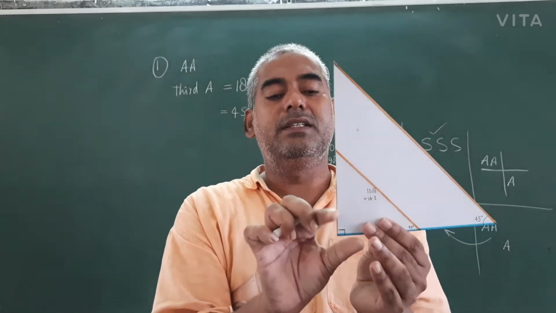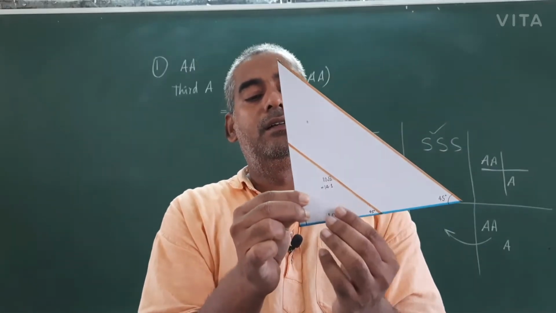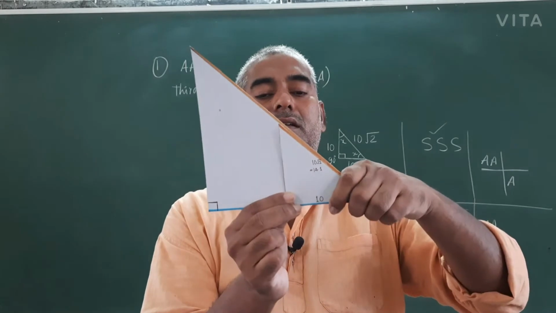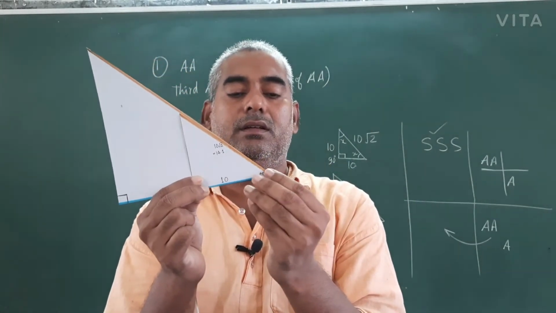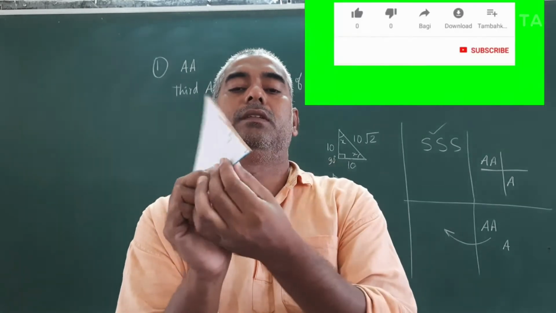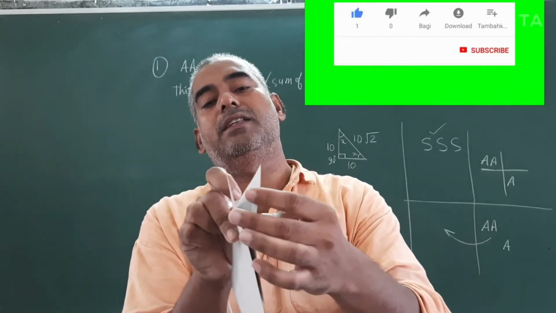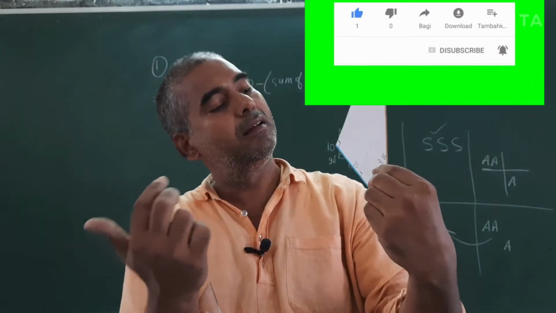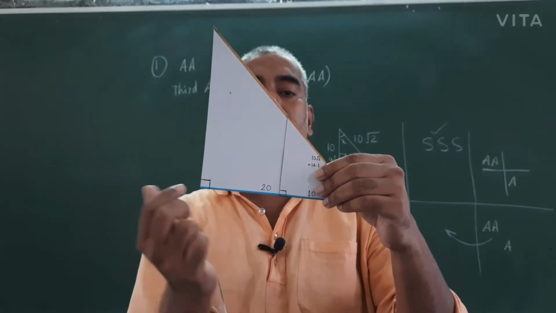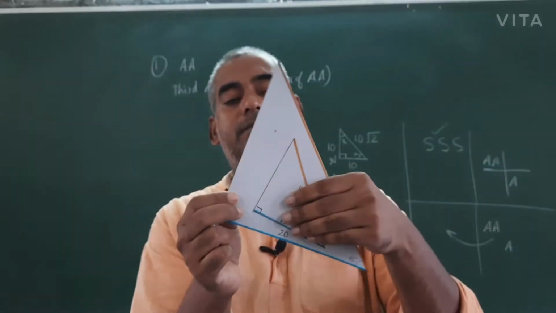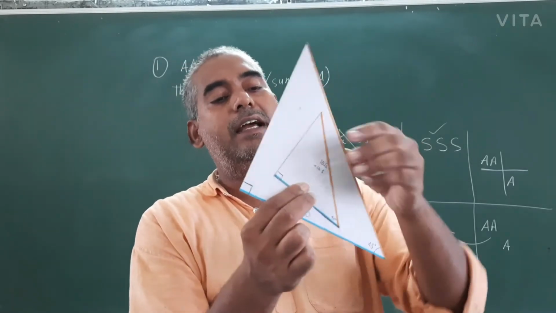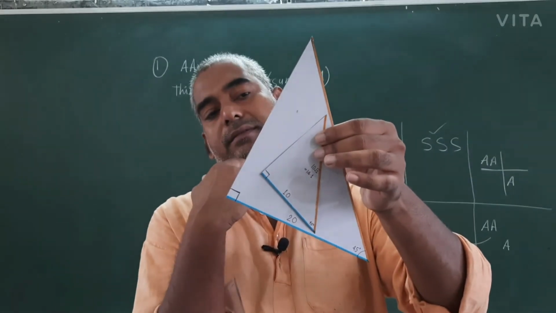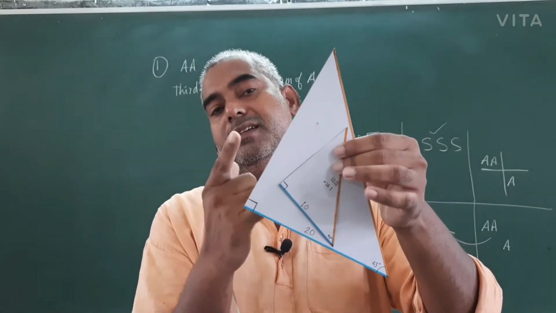Now this is 90 degrees, and parallel. If I measure here, these are two triangles, but they appear to be one because the angles are the same. So now these are parallel. If I keep it here in the middle, are you able to see any similarity? These are similar triangles.